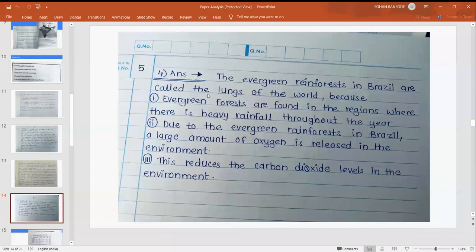Evergreen forests are found in regions where there is heavy rainfall throughout the year. Due to the evergreen rainforest in Brazil, a large amount of oxygen is released into the environment. This reduces the carbon dioxide level in the environment, so it works similar to the human lungs. So the evergreen rainforests in Brazil are called the lungs of the world. Okay, so this is the answer which you can elaborate with reference to Brazil using your common sense.